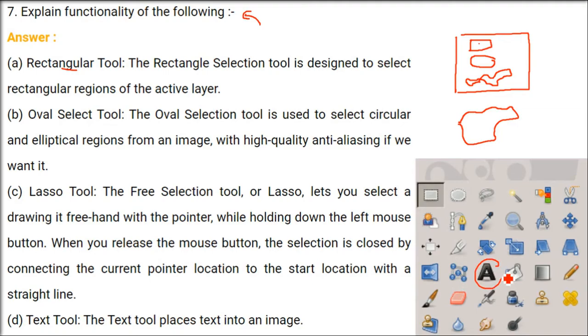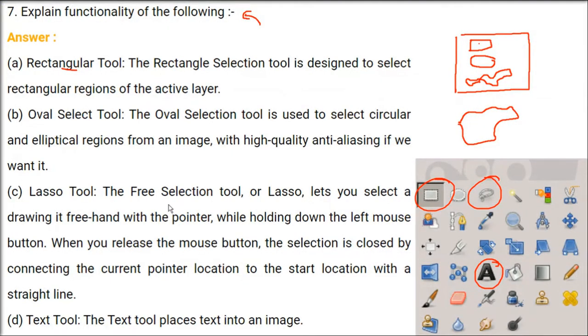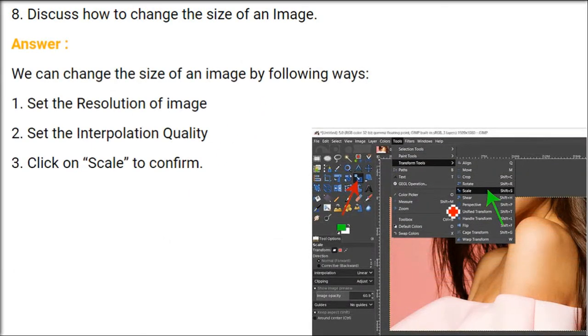And the text tool, as I said, places text onto the image. If you want to write, you can just write, and this text will come over the image as a different layer. Discuss how to change the size of an image. So how do you change the size of the image?